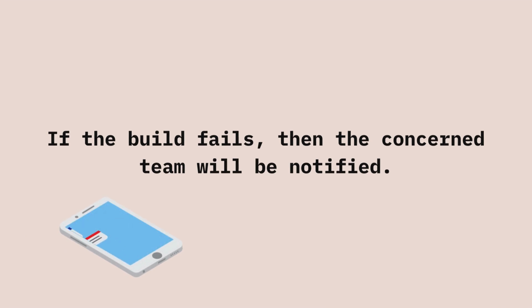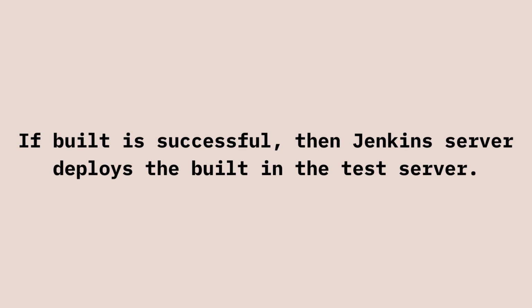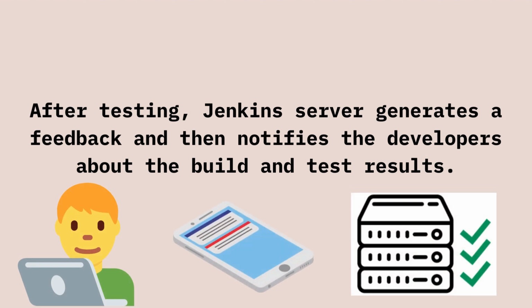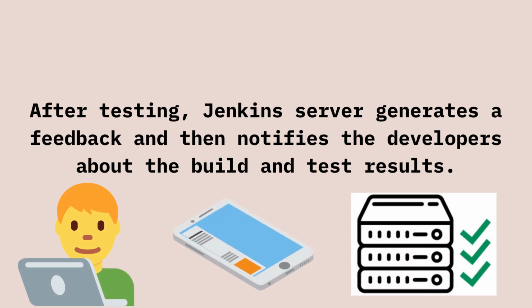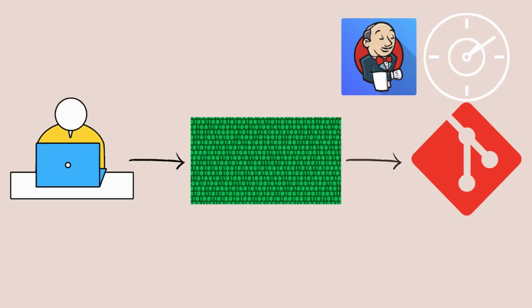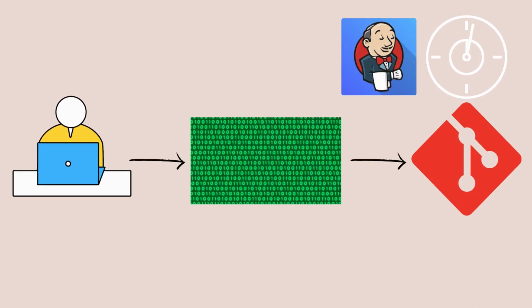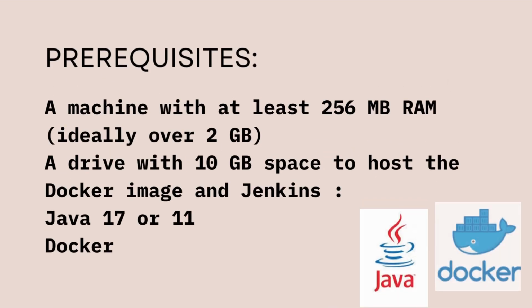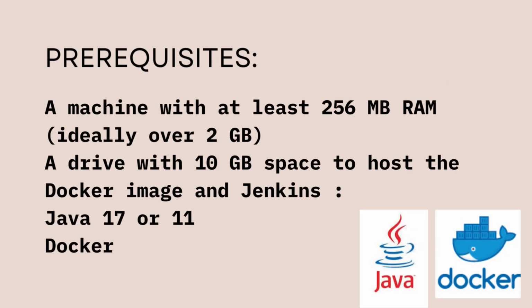If the build is successful, then the Jenkins server deploys the build in the test server. After testing, the Jenkins server generates feedback and then notifies the developers about the build and test results. It will continue to verify the source code repository for changes made in the source code, and the whole process keeps on repeating.